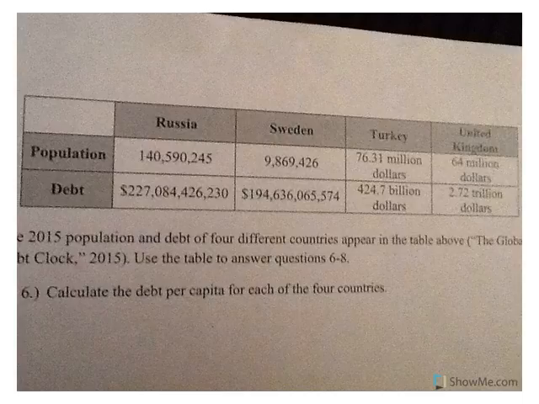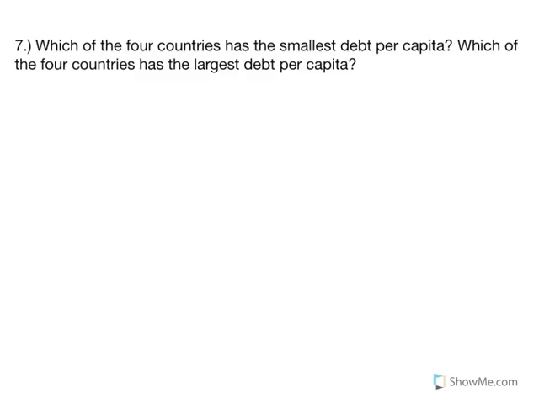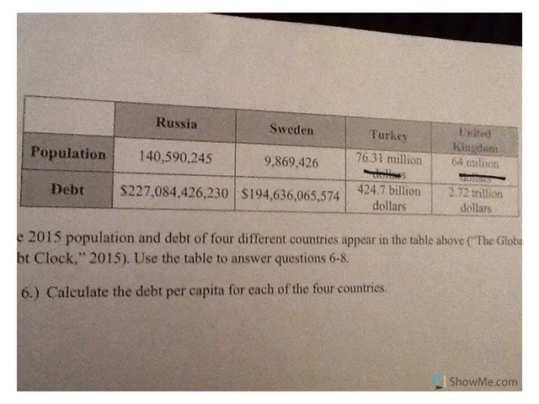All right, page 311 starts with this table. We've got 4 countries: Russia, Sweden, Turkey, and United Kingdom. They give us the population and the debt. Before we get too far, notice that it says dollars here for these 2 countries. Just go ahead and cross those out. I don't know why they're there. So for number 6, we want to calculate the debt per capita for each country. And I'm going to walk you through at least one and then have you kind of do the rest.